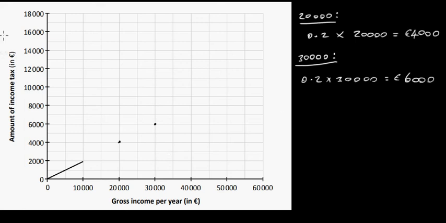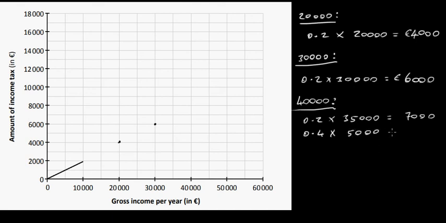Okay, next one then we've got to do, let's see, what's it, 40,000. So 40,000. Now here she does earn more than 35,000, so we've got to get 0.2 times 35,000. We've already worked that out as 7,000 previously. We've also got to get 0.4, 40% of whatever's left over. Well, there's 5,000 euros left over. So we got to get 0.4 times 5,000, and that's 2,000.